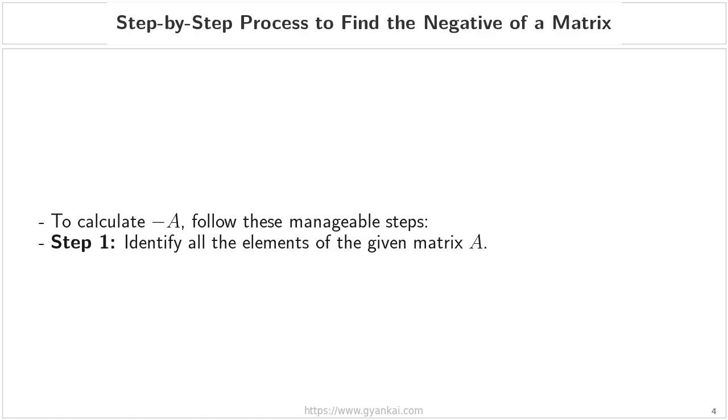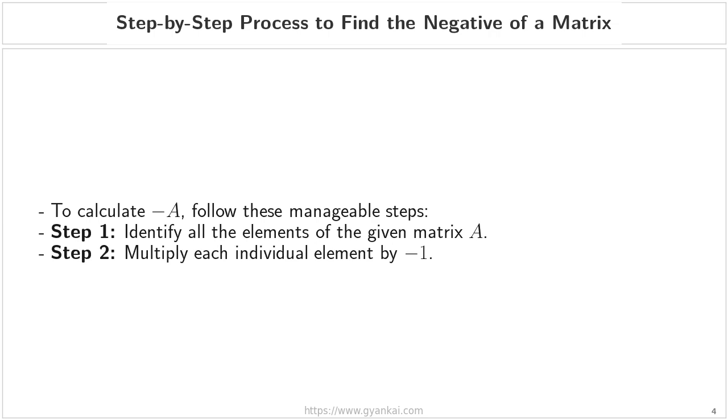Step-by-step process to find the negative of a matrix. Now that we have established the mathematical definition, let us move on to the practical application. To calculate the negative of matrix A, you can follow these 3 manageable steps. First, in step 1, identify all the elements of the given matrix. This simply means taking a clear look at every single numerical value contained within the matrix, regardless of its row or column position.